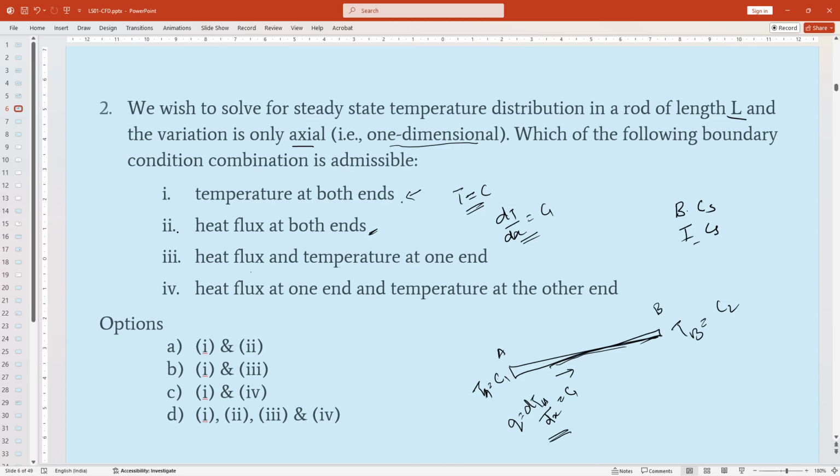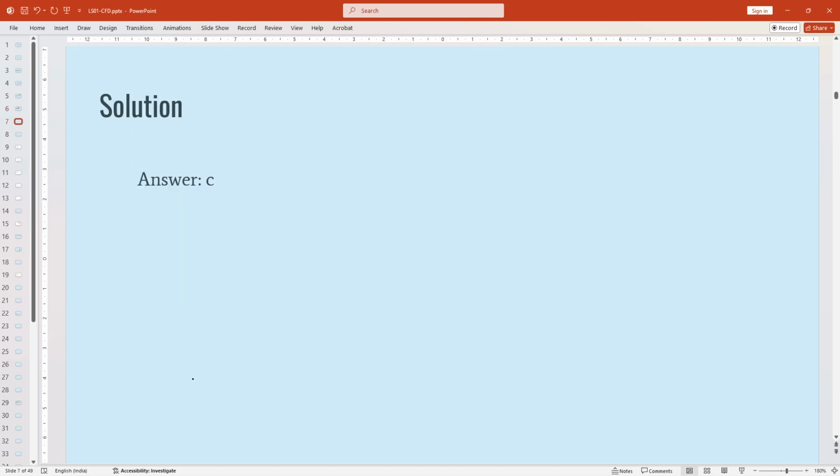So we can't take the second statement. Also you can understand that in the third statement we are only saying about one end, and it is not giving anything about the other end. So these two options we can't take. The only remaining statements are 1 and 4. Then our answer will be option C. So the solution for the question is option C.